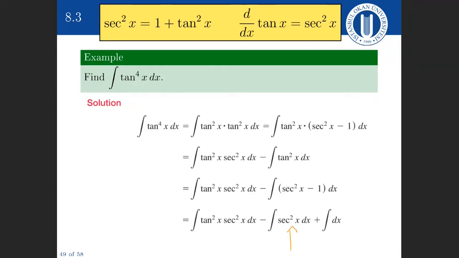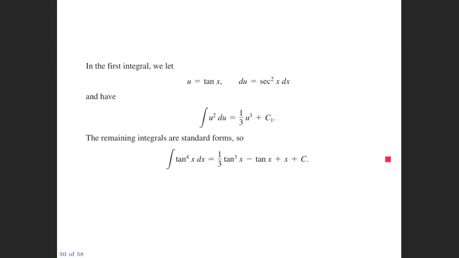Integral of sec squared is easy. We know how to do this because an antiderivative of sec squared is tan. Integral of 1, again, this is easy. So we're left with just the first one, the integral of tan squared sec squared. For this one, we use substitution. We'll use the substitution u is equal to tan x, and then du is sec squared x dx. And so this becomes much easier. The first one is just the integral of u squared. Let me move on to the next example.